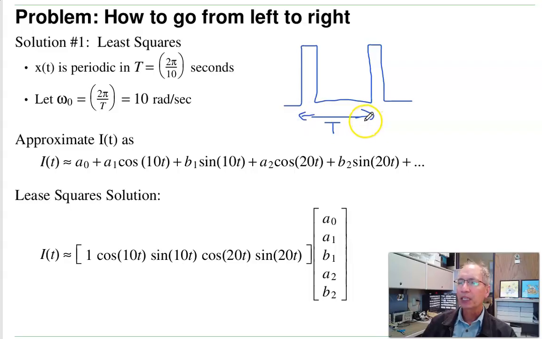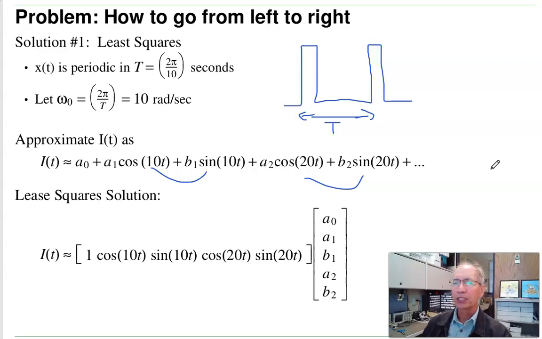Come up with a series expansion using sine and cosine waves. So since this is periodic in 10 radians per second, let's have a DC term and sine and cosine terms that are multiples of 10 radians per second. I'll have the first harmonic, the second harmonic, and so on. In theory, go out to infinity. Here I'm just going to go out to the second harmonic, call it good.